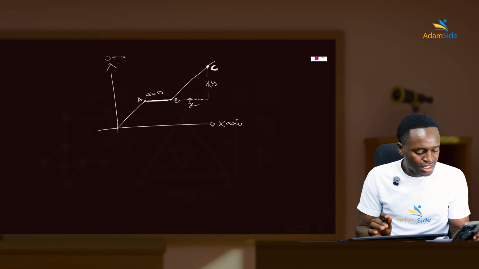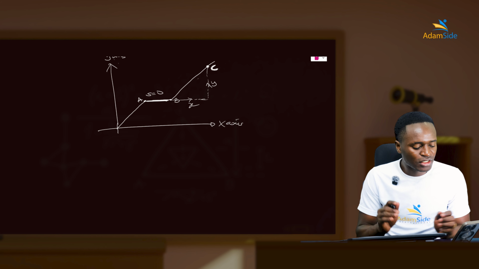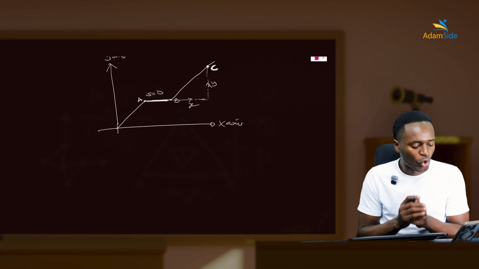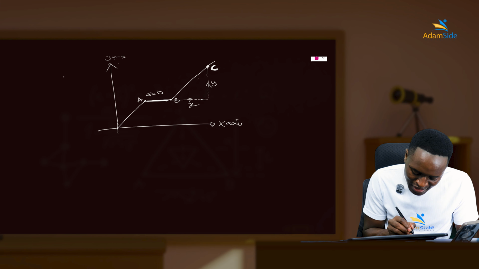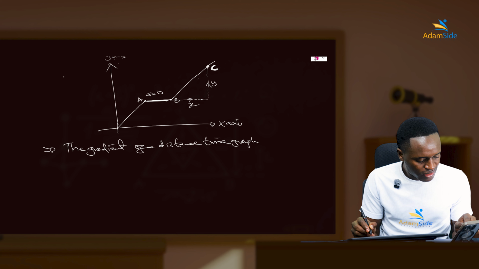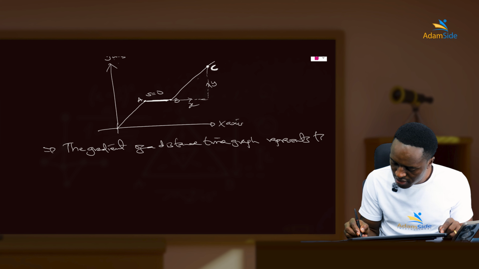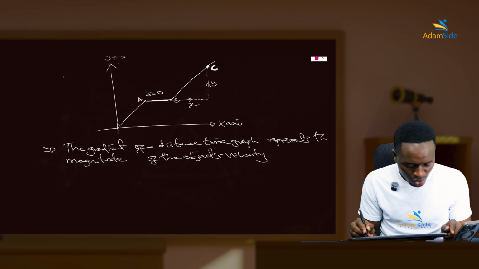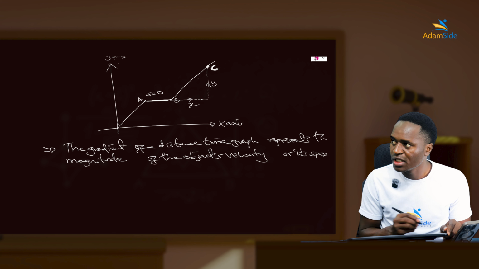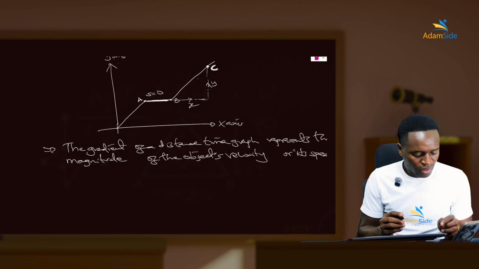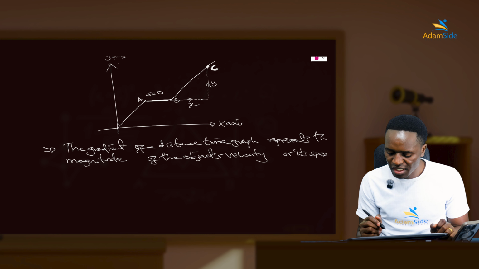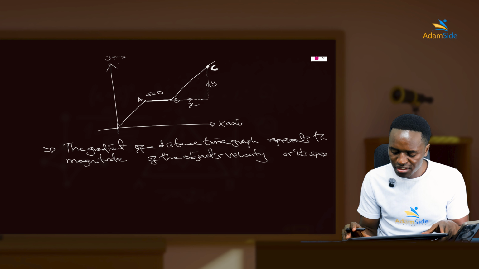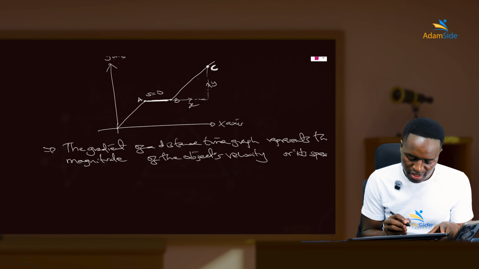And then we say the gradient of a distance time graph represents the magnitude of the object's velocity or its speed. Another thing that we need to understand: the gradient of a distance time graph represents the magnitude of the object's velocity or its speed.